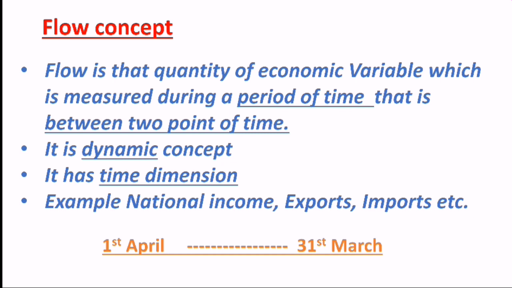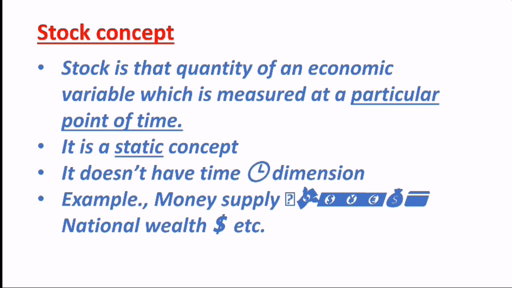an intermediate good, right? Now, the next concept that we have to deal with is the flow concept. So flow is that quantity of an economic variable which is measured during a period of time, that is, between 2 points of time. Because it is measured between 2 points of time, many things can change. That's why it is a dynamic concept and it has a time dimension. For example, national income is measured between 2 points of time, that is, between 1st of April and 31st of March. So that's why it is a flow concept. Similarly, exports and imports are also measured over a period of time, so they are also flow concepts.